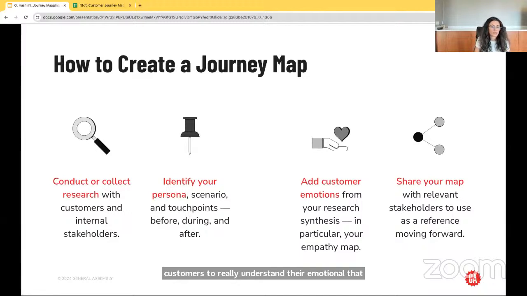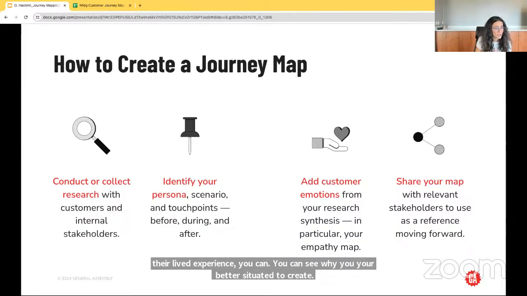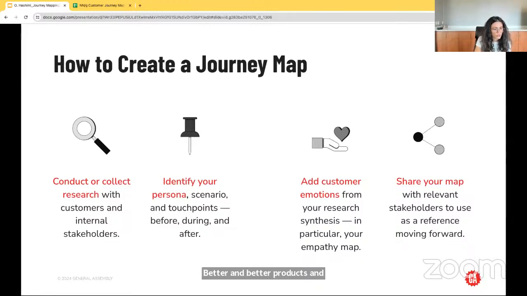by your users. And then remember, a customer journey map is just a tool. But it's a powerful tool that really helps you see your business through your customers' eyes and their experience. So by really understanding their lived experience, you can see why you're better situated to create useful, relevant, and better products and services in general.